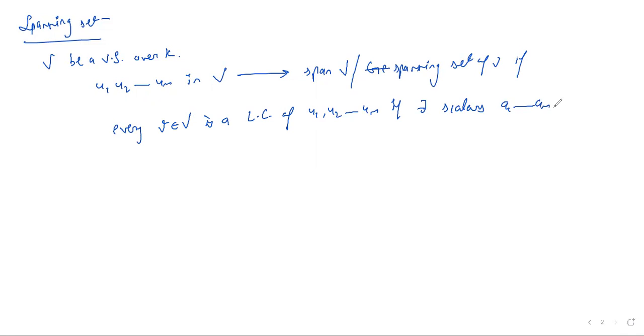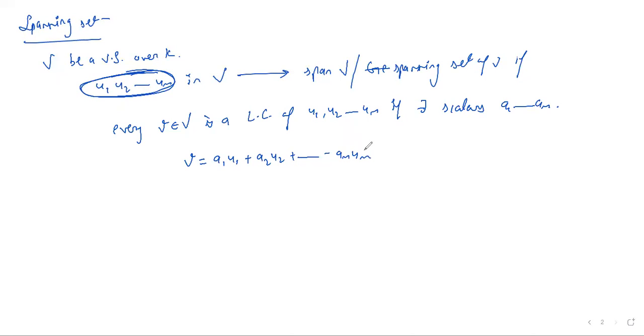a1 to am. So here what we said is that the set of vectors u1, u2 to um will span V, or generate V, or is the spanning set of V, if every vector belonging to the vector space V can be written as a linear combination, which is v equals a1 u1 plus a2 u2 plus ... plus am um.